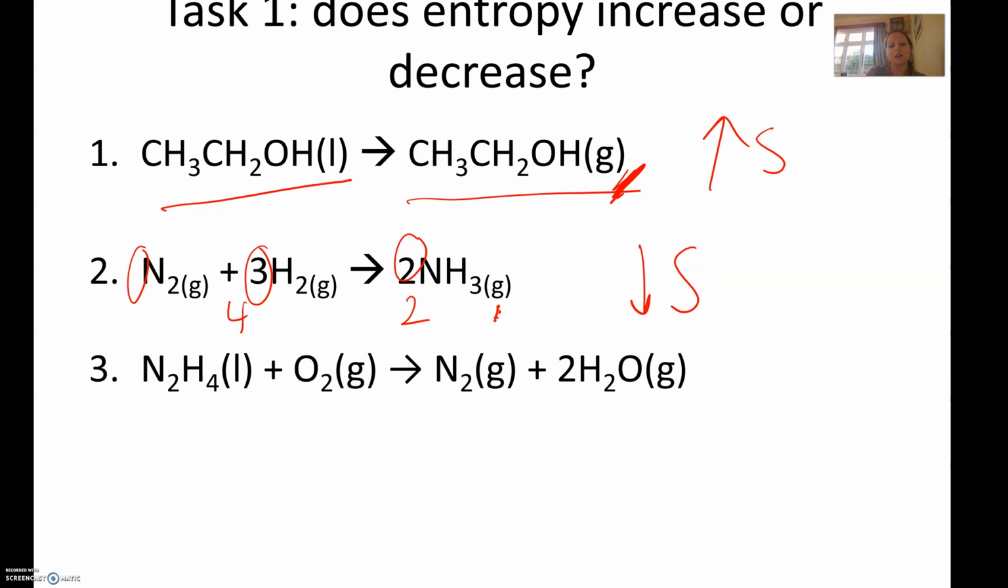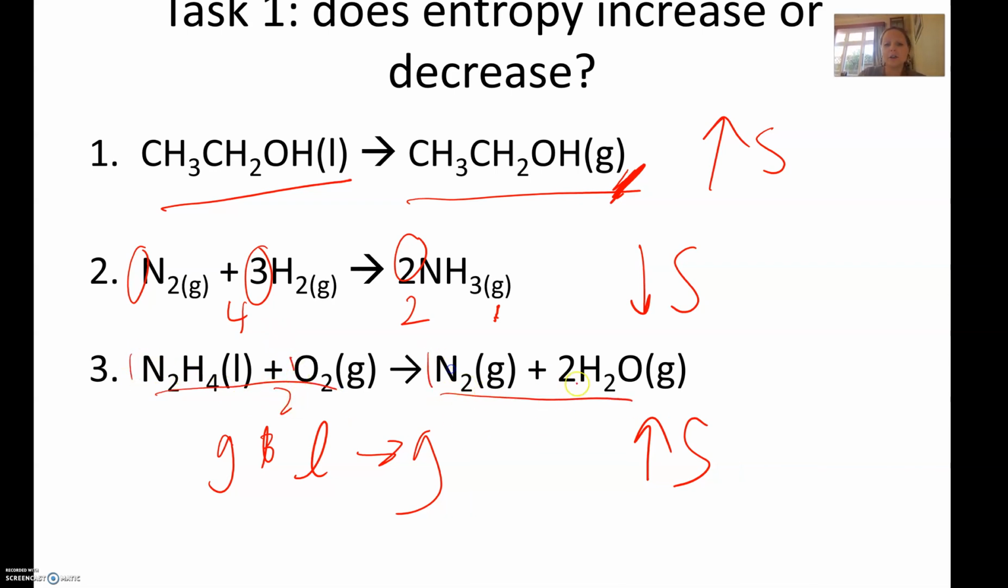Let's look at the last situation. Here you've got a liquid and a gas going to 2 gases. The first point to make is that you've got a liquid and a gas on the reactant side to just gases on the product side. Liquids are more ordered than gases, so there would be an increase in entropy because the gaseous particles can move around more, there's greater disorder. The second thing is that you've got 2 moles on your reactant side, 1 and 1, and 3 moles on your product side, 1 and 2 make 3.